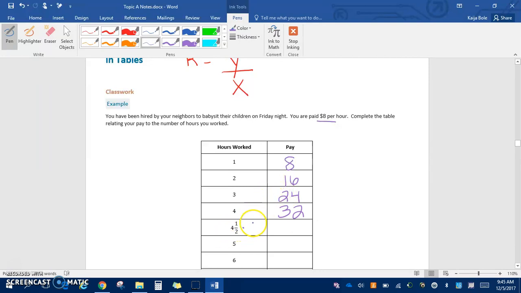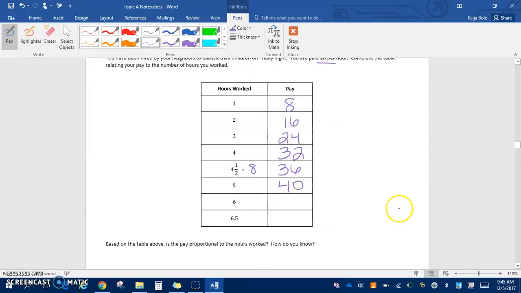4.5, now if we did 4.5 times 8, you would get 36. After 5 hours, you would make 40. After 6 hours, you would make 48. And then 6.5 times 8, you would get $52. So remember, in these tables, the first column is x, the second column is y.